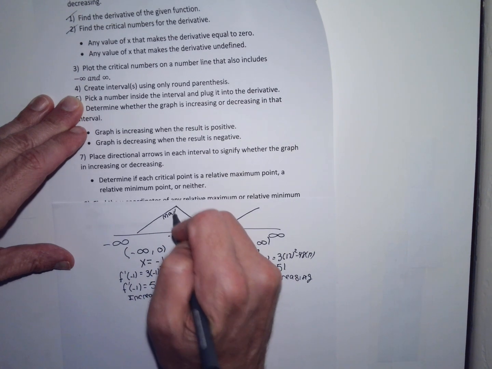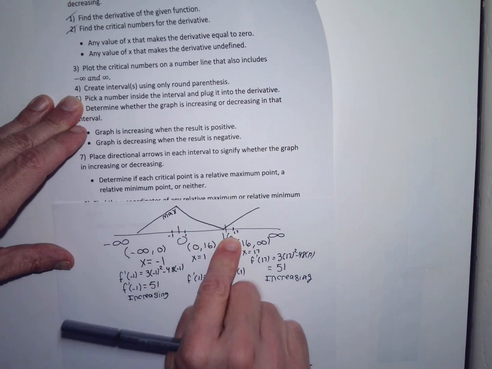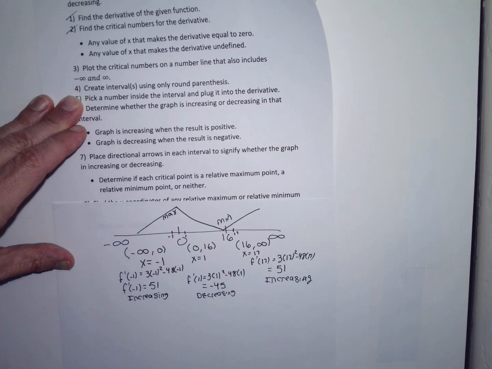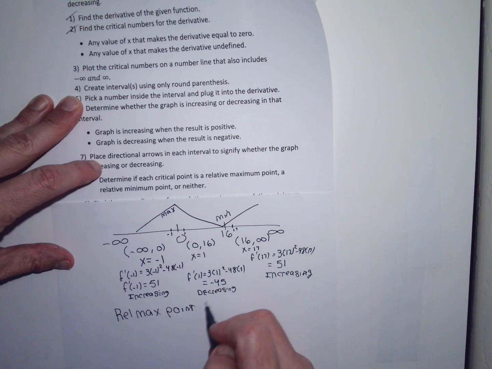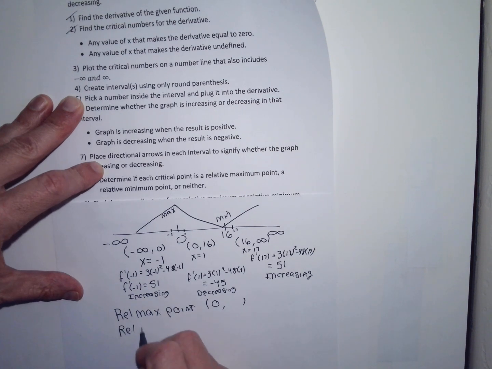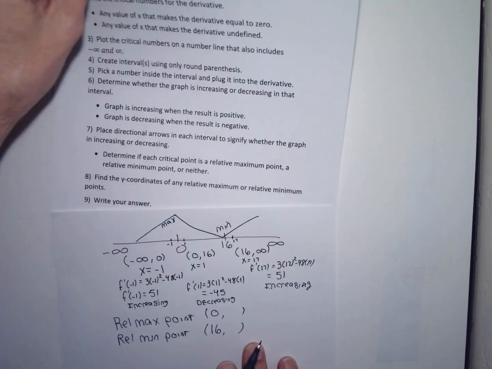At x equal to 0, that x is going to be the x-coordinate of a maximum. At x equal to 16, that x-coordinate is going to be the x-coordinate of a minimum point. So I know that the relative maximum point is 0 comma something, and I know the relative or local minimum point is 16 comma something. I just need to get the comma somethings.